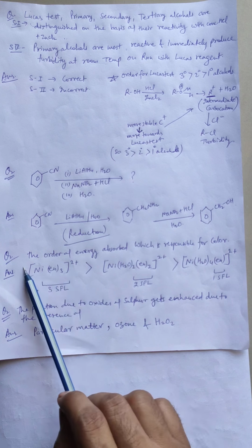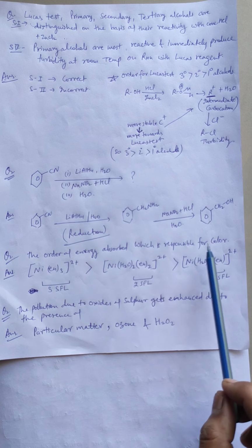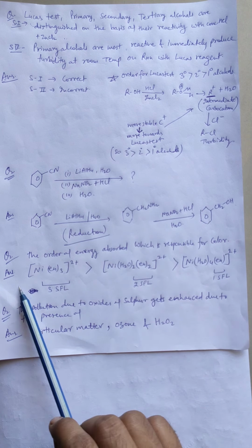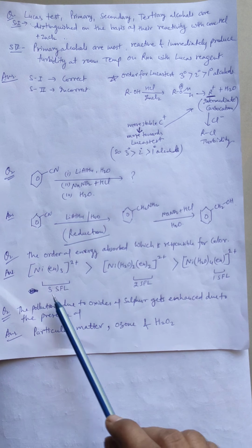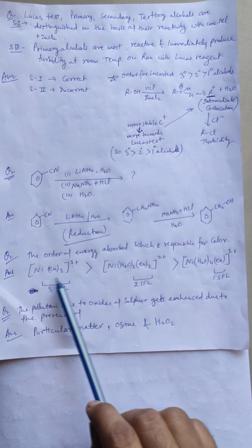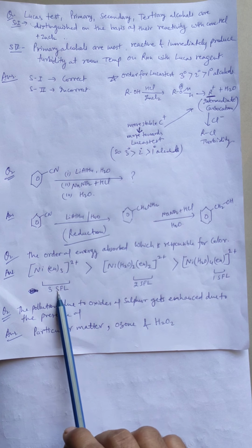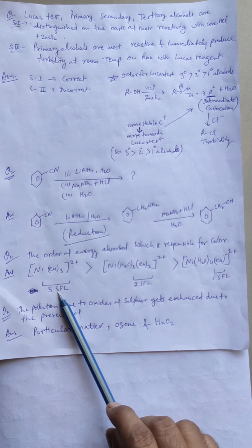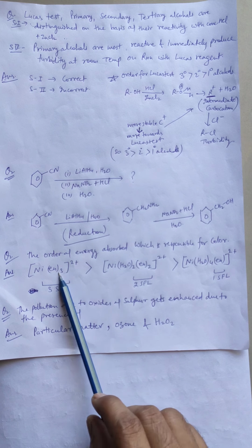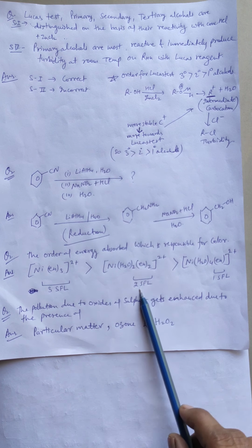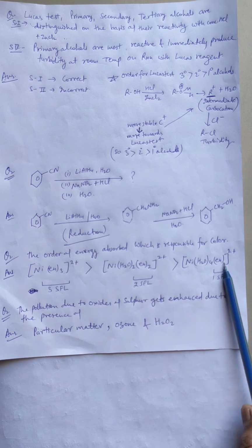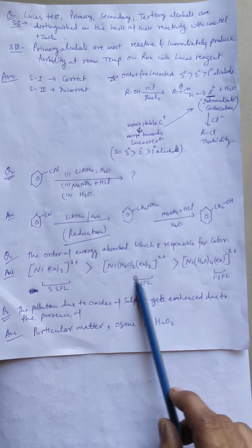Now the next is the order of energy absorbed, which is responsible for color. In all the options given, the stronger the field of the ligand, the more the splitting will be. Here there are 3 strong field ligands, here 2 strong field ligands, here 1 strong field ligand. So the correct order is this.